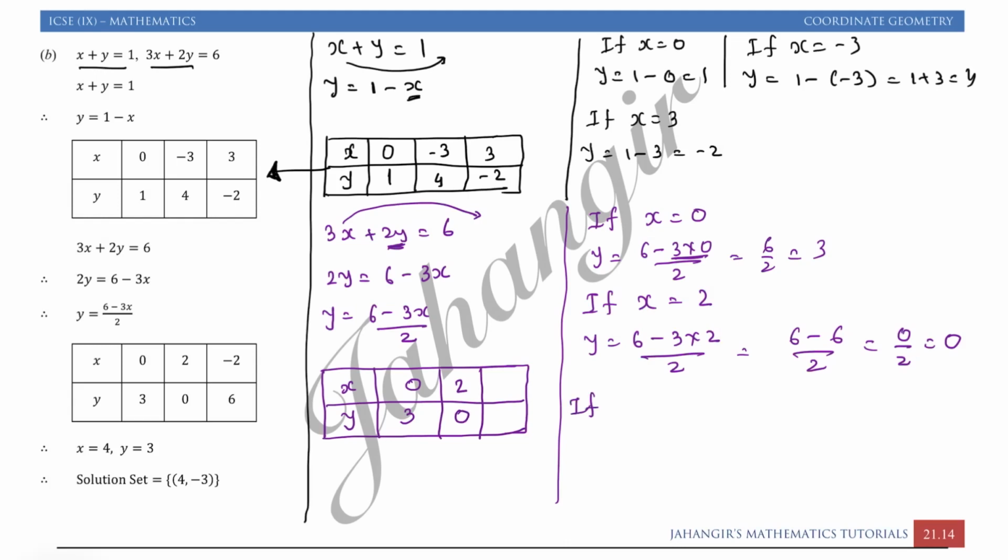Third value, if x is equal to, you can take any value which gives us some integer value. Even if I take 4, 3 fours are 12, it will work. But here I took minus 2, so I will continue with minus 2. So y is equal to (6 minus 3 into minus 2) upon 2. So (6 plus 6) upon 2, that is 12 by 2, which is 6. So here I can write, for minus 2, I have 6. So I got all three values of y corresponding to our x values.